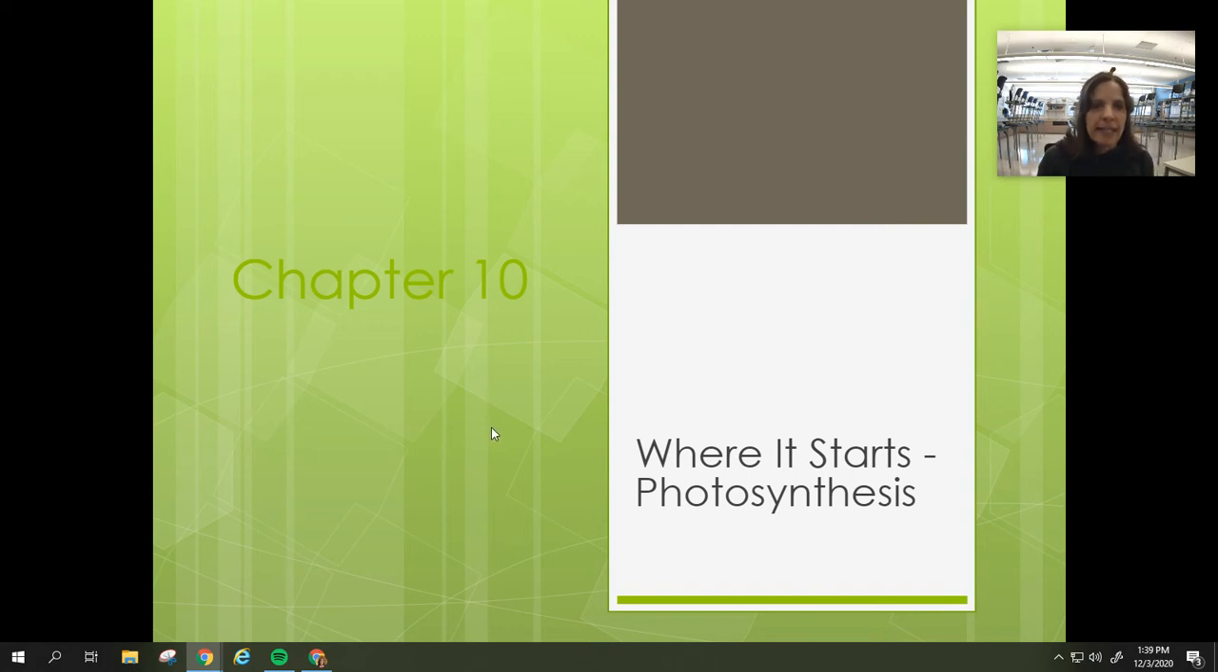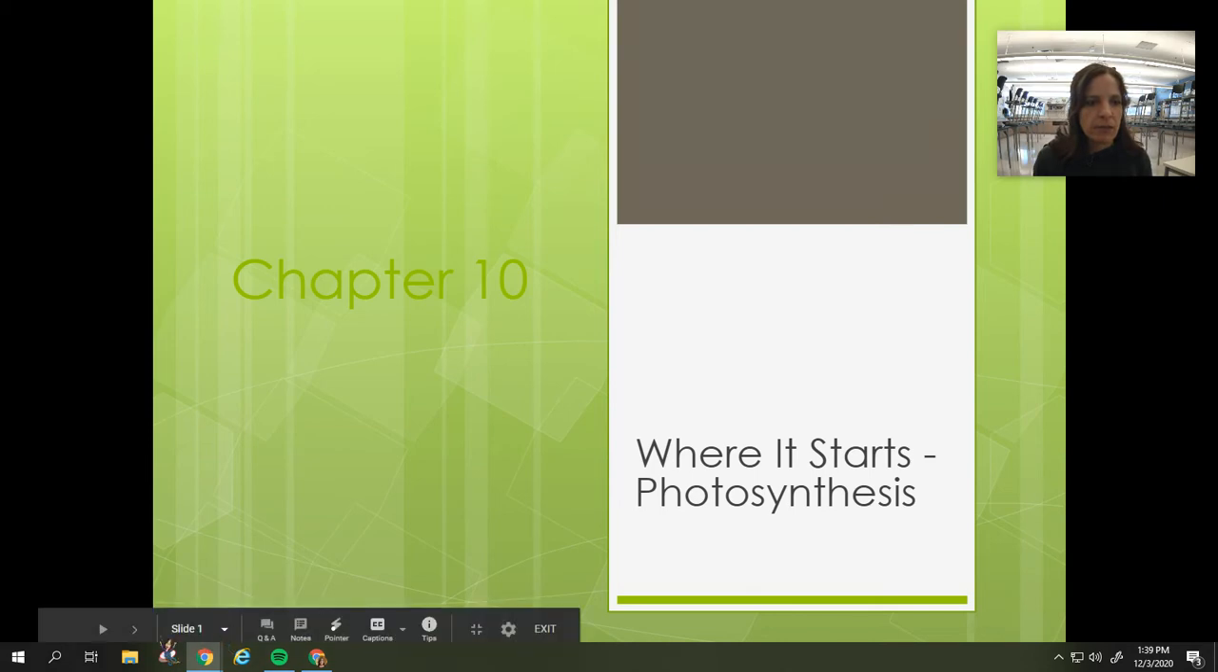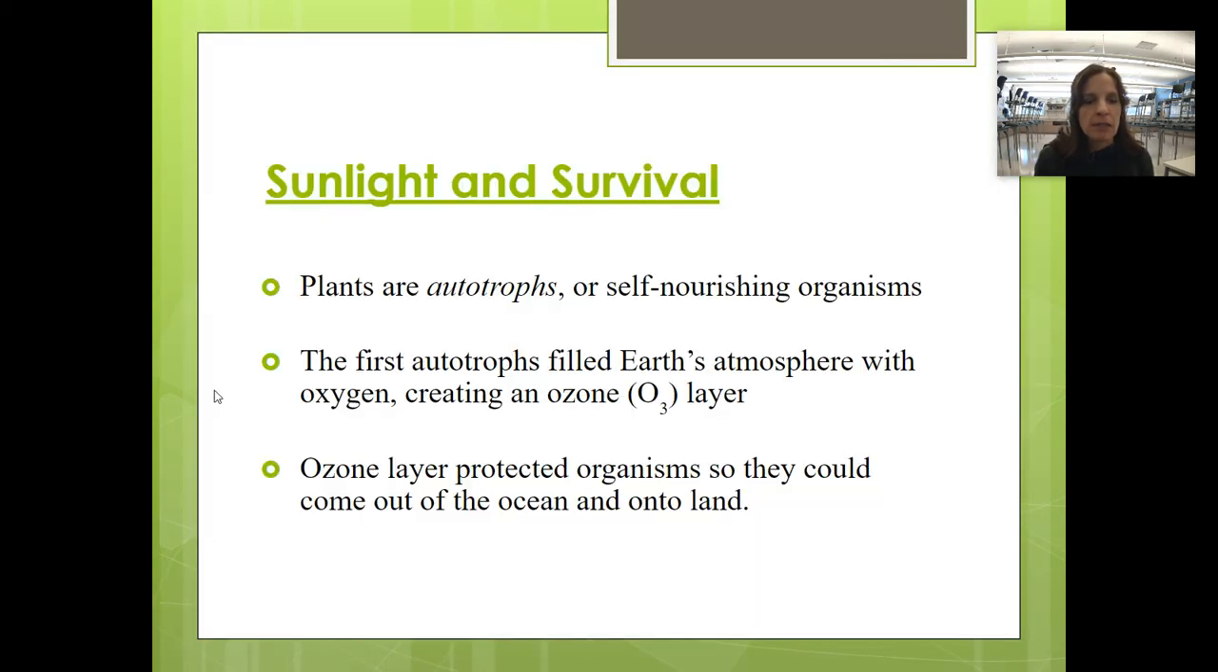Hi everybody. Today we are going to learn about where it all starts, photosynthesis. So if you think about plants, they're what we call autotrophs. Auto means self and troph is how we get food, so they are self-nourishing or they make their own food. The first autotrophs filled the Earth's atmosphere with oxygen, and that allowed our ozone layer, which is O3.